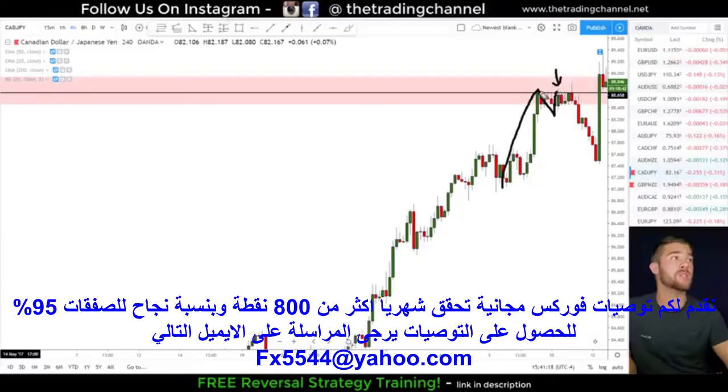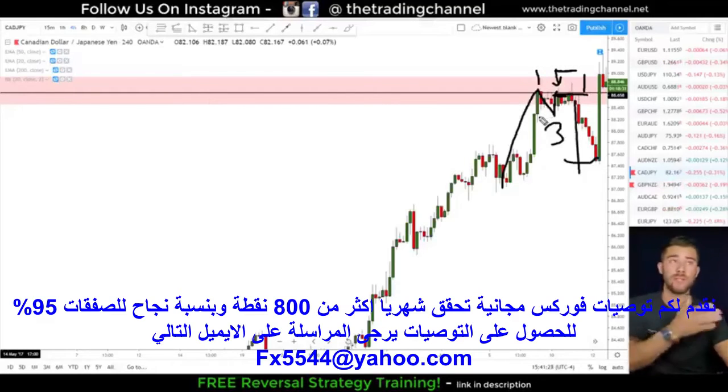If you were just using double tops, you would have entered on the close of that green candle. Stop loss would have been above your zone. You would have an opportunity to make about a 2.5 to 3 to 1 risk reward out of this specific trade based on what I just taught you. So what you do is that exact process.